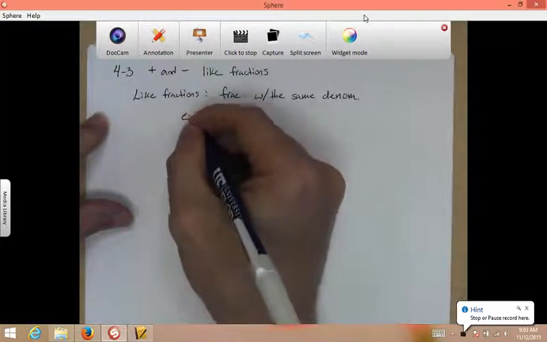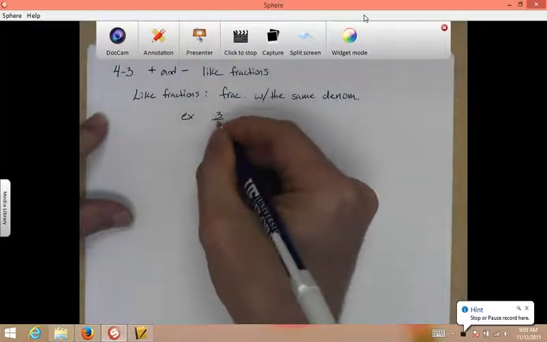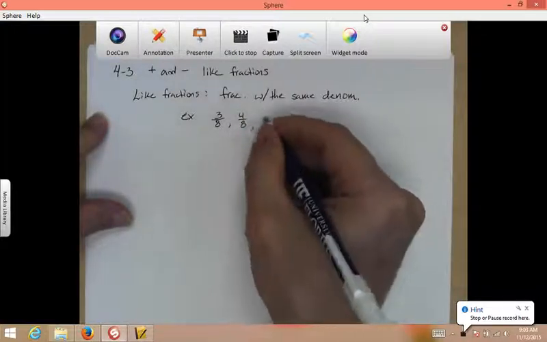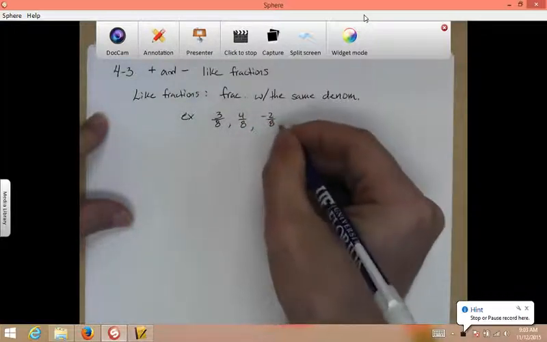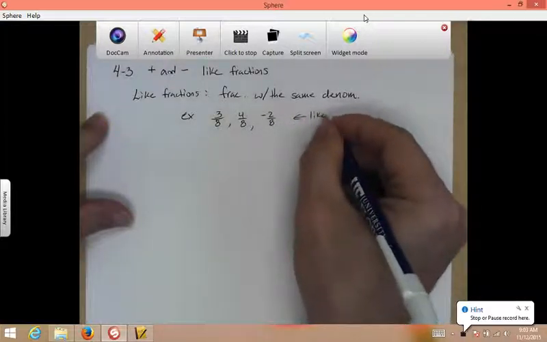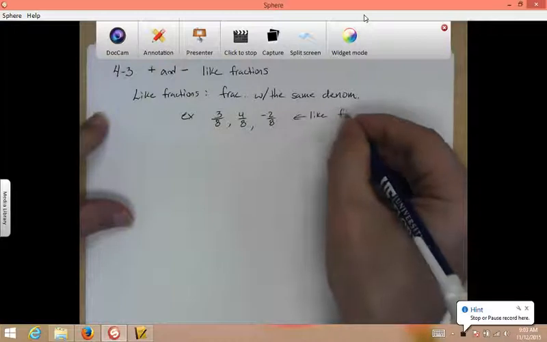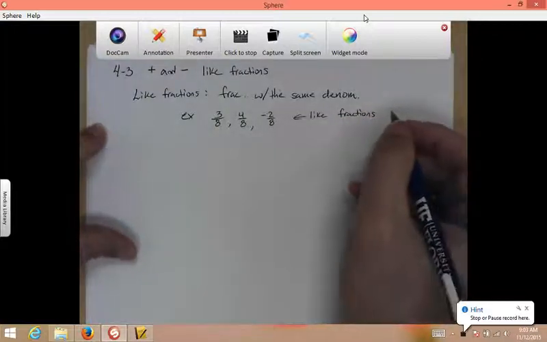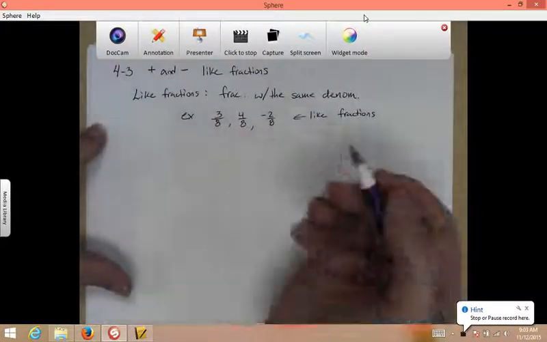Example of like fractions: 3/8, 4/8, -2/8. These are all like fractions, and the reason why they're like fractions, even the positive and negative ones, is because they all have the same denominator. So, to add and subtract them, how do we do it?